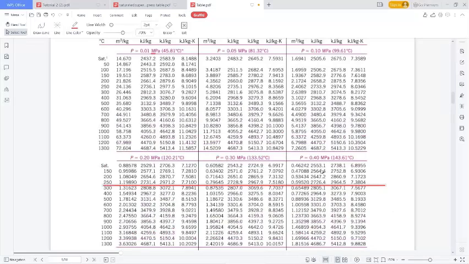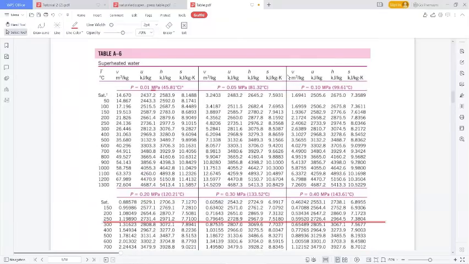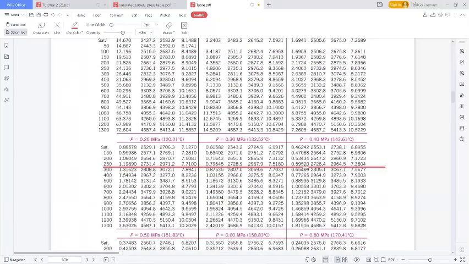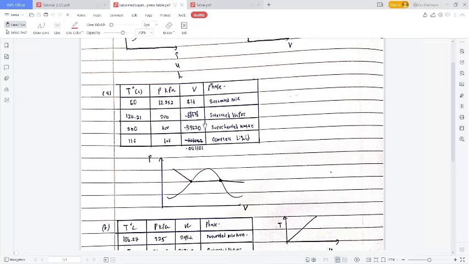so the value that will be asked, what is the question? Specific volume. Specific volume 0.59520. So there is the answer. 0.59520 in the phase of superheated water.